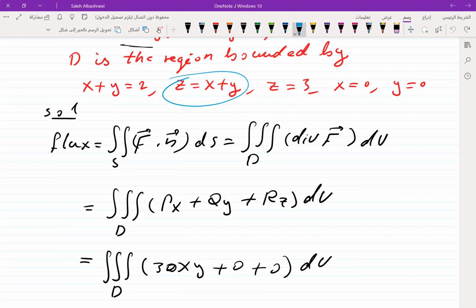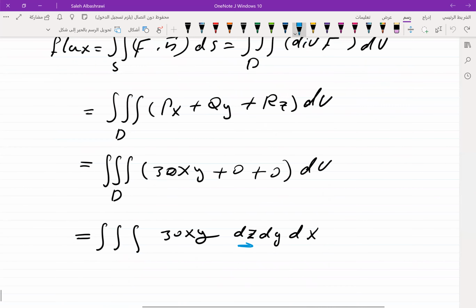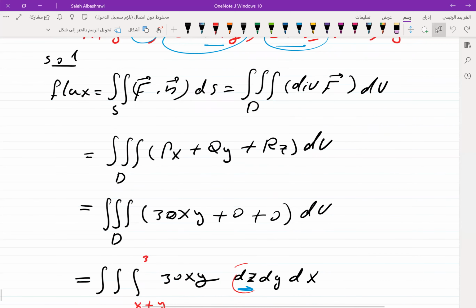Now the limits for z are z equal to x plus y and z equal to 3. But also we have x plus y equal to 2, so we can see that 3 is higher than x plus y. The upper limit is 3 and the lower limit is x plus y. So the limit for z will be from x plus y to 3. These are the limits for the variable z, then dy dx.